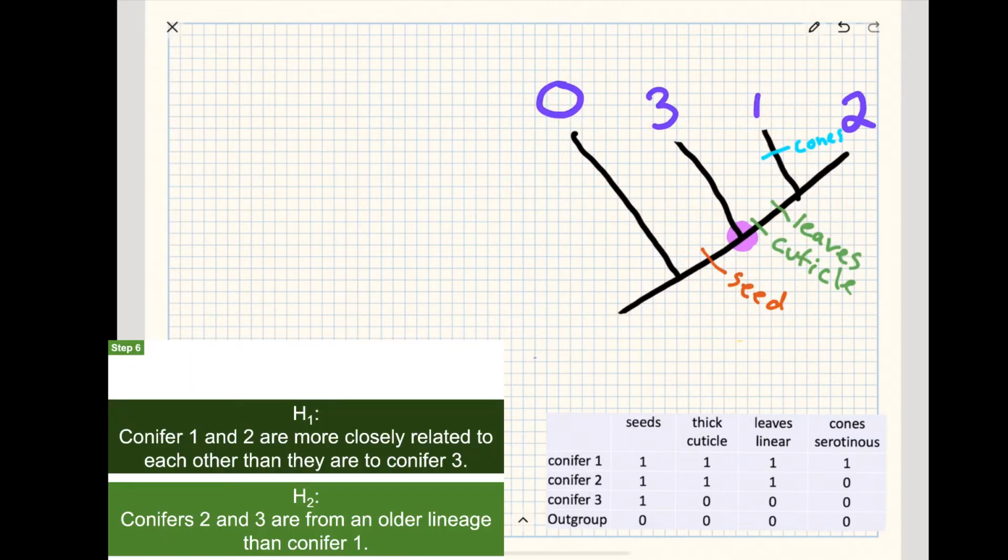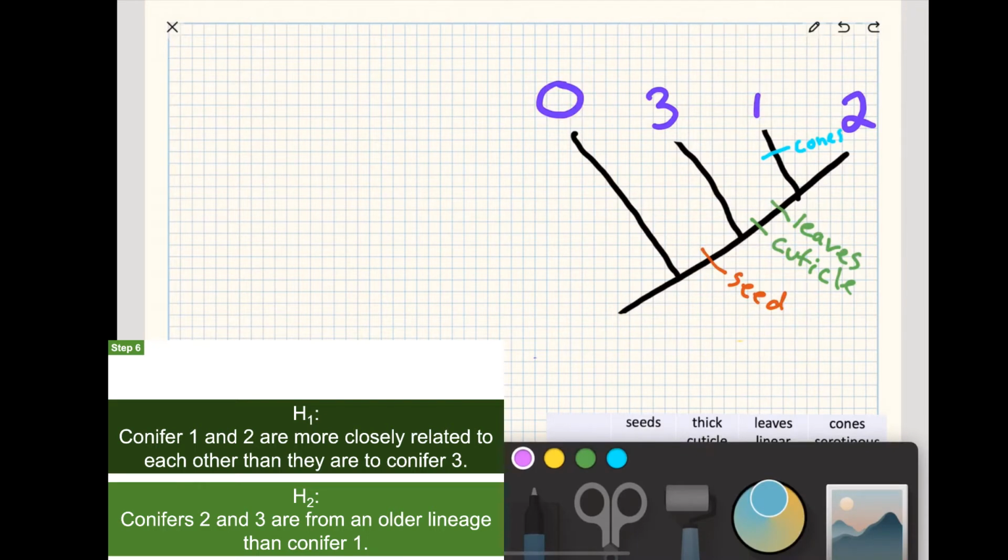Remember our hypotheses from earlier. Back to step 6 now. And we can definitely reject the null for hypothesis 1 and get some evidence for our alternative hypothesis number 1. Conifer 1 and 2 do appear to be the most closely related, and there's their most recent common ancestor. There are no other descendants coming from it, and that's why they make a monophyletic group, and they are kind of each other's sister species, at least relative to conifer 3 on this cladogram, which is a more distant relative.